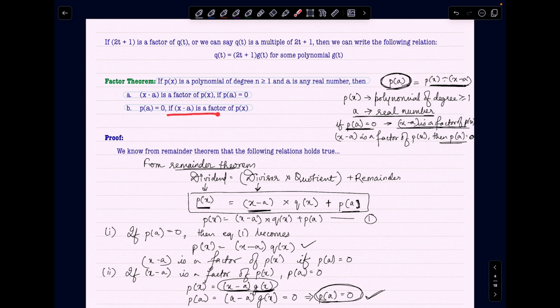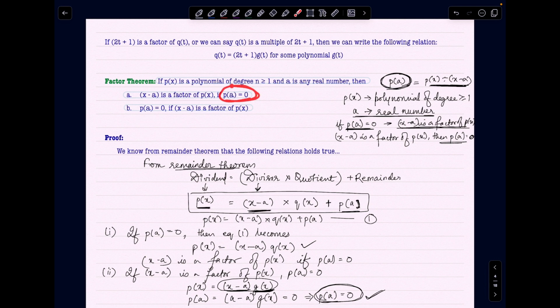Or if we find x minus a is a factor of px, we can say P of a equals 0. This second point we are not going to use much. We are going to use this first point because we have to factorize the polynomial. The question ultimately is we have to factorize a polynomial. So how are we going to factorize? We have to find a value such that the polynomial's value at that point a becomes 0.